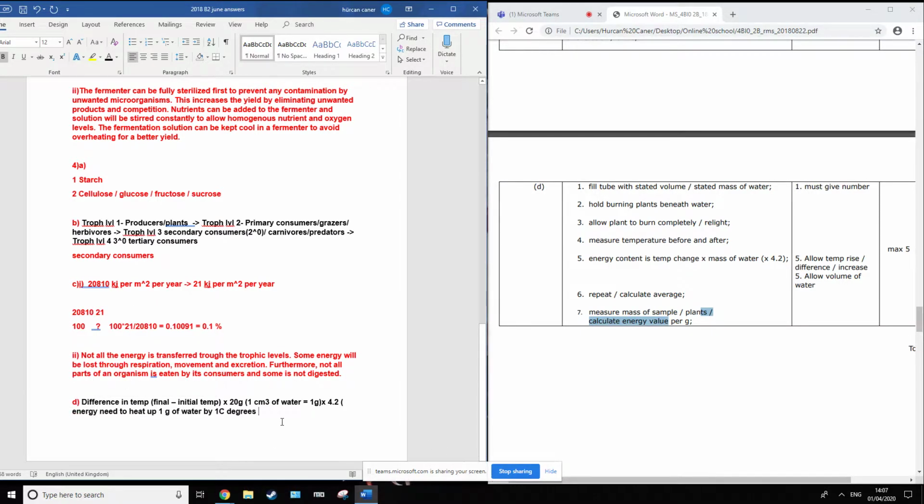Okay, does that make sense to you? Yeah. Because we have 20 grams, you multiply it by 4.2. If we had 1 gram of water, you multiply, and it doesn't change anything. The last thing we do, we divide it by the mass of the food sample.